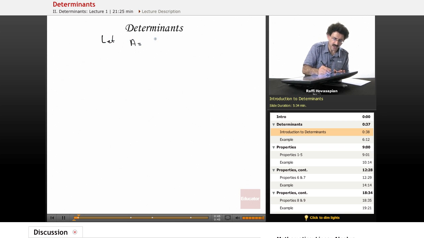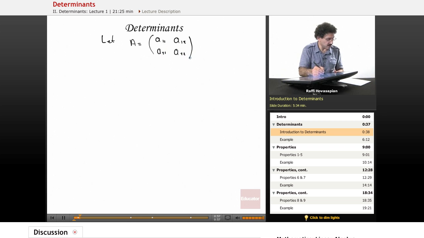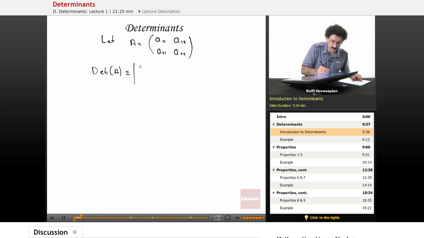Let us take a matrix A, and we'll use our notation A11, A12, A21, A22. Okay. 2 by 2 matrix. We define the determinant of A. Another symbol for the determinant is a straight line up and down. We will be using that symbol. We'll be using both interchangeably.